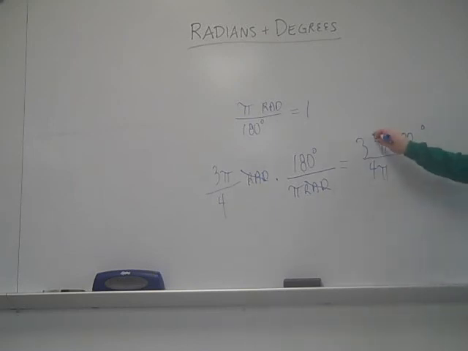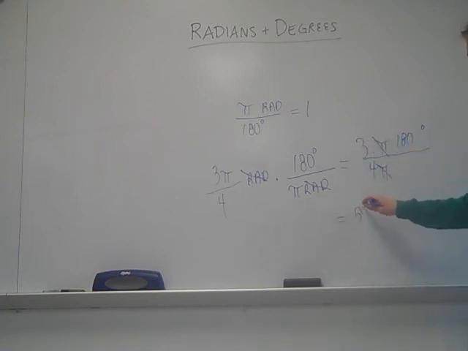So then I'm going to cancel my pi's out and reduce it if I can. So 3 times 180, that was 540 over 4 degrees. And go ahead and divide this. So we're going to get 1, 3, 5, 135 degrees. So that is what you need to know for the first worksheet. I'll bring you the second one in a couple minutes.